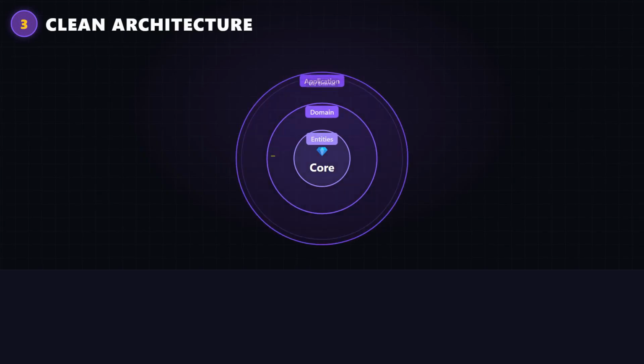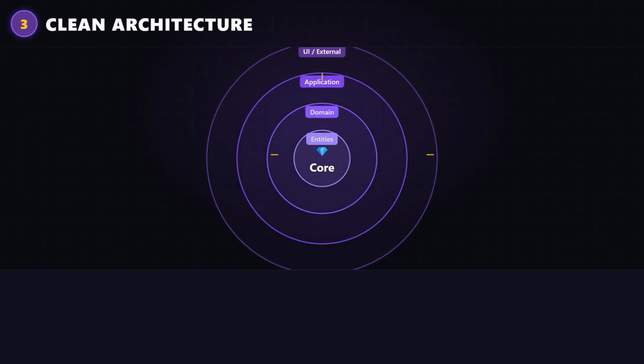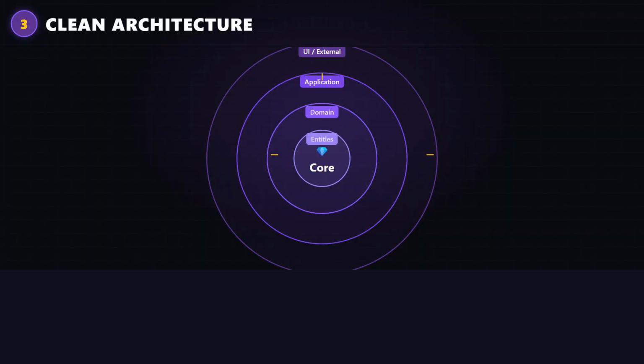So moving to the next architecture, which is clean architecture. It is just a little bit more advanced. Imagine your business rules, the actual heart of your application, sitting safely in the center, completely independent from everything else. Around it, you wrap layers like domain, application, and the outer UI, and infrastructure stuff like database or APIs. The rule is simple: outer layers can depend on the inner layers, but never the other way around.